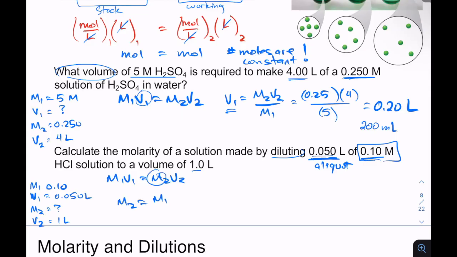So now we know we're going to solve for M2. M2 is equal to M1V1 divided by V2. M1 is 0.1 molar. Let's put our units in. 0.1 molar, volume 1, that's the aliquot, 0.05 liters, divided by V2, which is 1 liter. So it's 0.1 times 0.05, which is 0.005 molar.